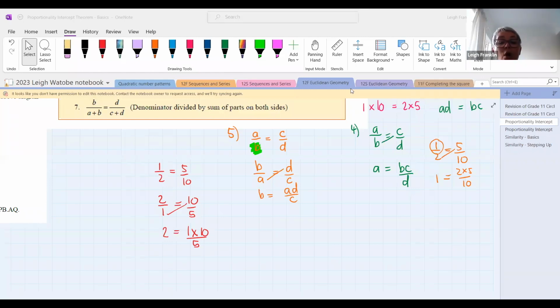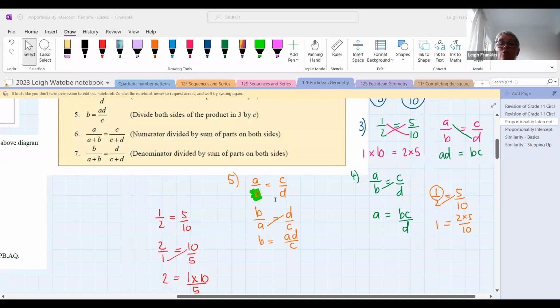Nolwazi, we will go over them, but I'm not going to do it in today's lesson. I'm going to do it when we do the stepping up. I will come back to this and explain it to you. I just didn't want to throw too much at you all at one go, especially if there are people doing this who haven't done the proportionality intercept theorem at school. Are there any questions on what I've just explained before I move on?